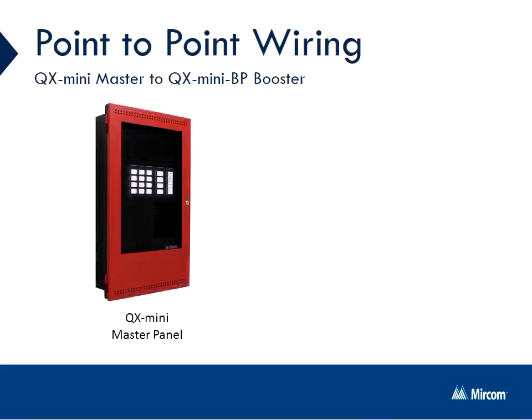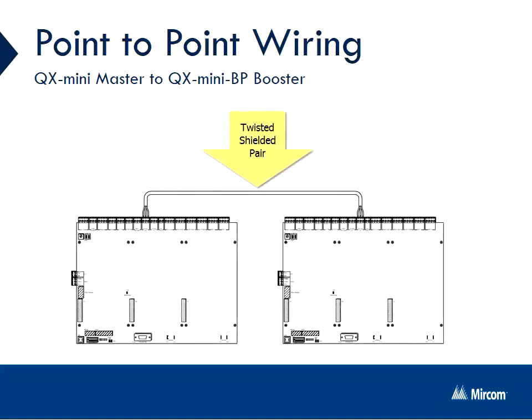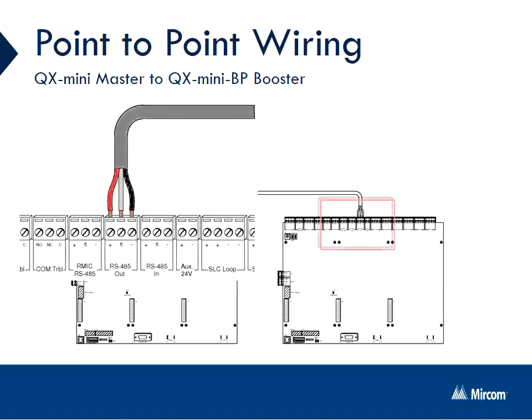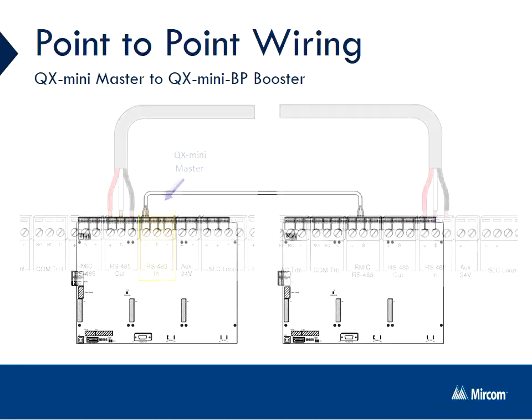Let's start with the QX Mini master panel and QX Mini booster panel connections. From the QX Mini master panel, you will take a twisted shielded pair of wires from the RS485 out terminal and run the wires to the first booster panel RS485 in terminal. You will repeat this process from booster to booster for Class B inter-panel connections. If you wish to wire the inter-panel RS485 in Class A, simply run a twisted shielded pair of wires from the RS485 out of the last booster panel back to the master panel RS485 in terminal.